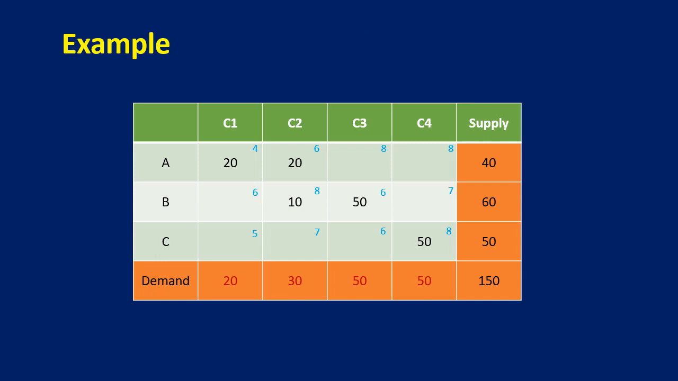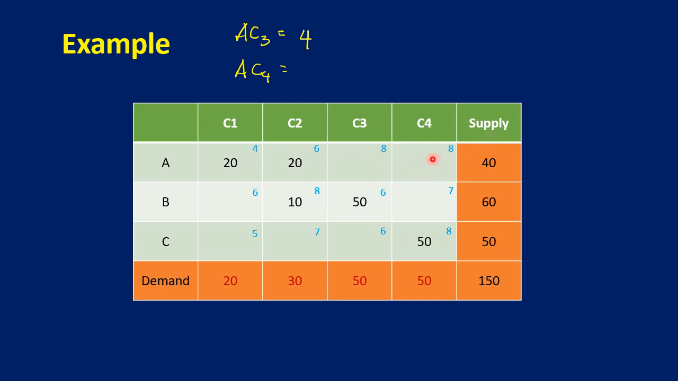Now, let's compute the improvement index at AC3. For this one, there's no problem because we can go this way: plus, minus, plus, minus. So AC3 here is 8 minus 6, that's 2, plus 8 is 10, minus 6, so that is 4. Alright, let's compute the improvement index at AC4. Let me just erase this so that you will not be confused.